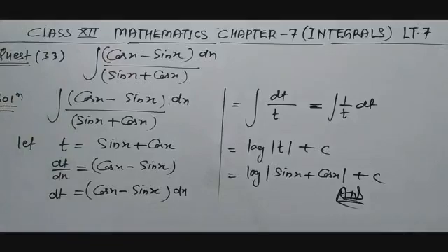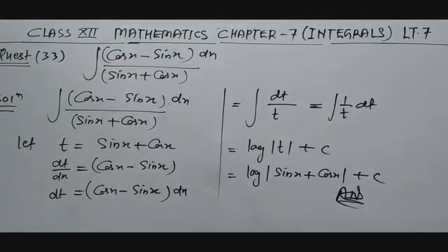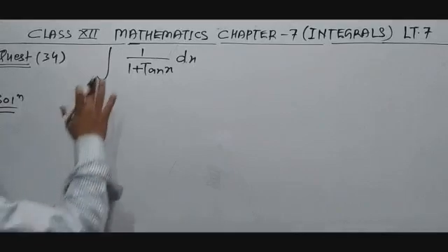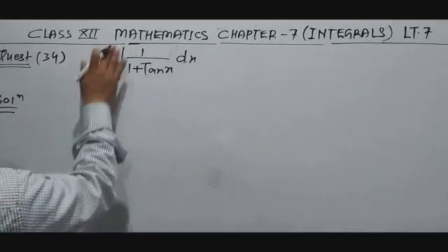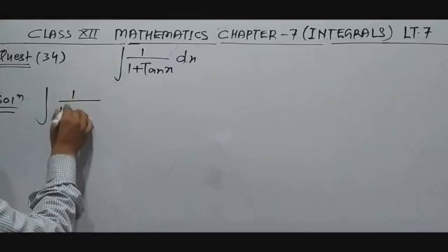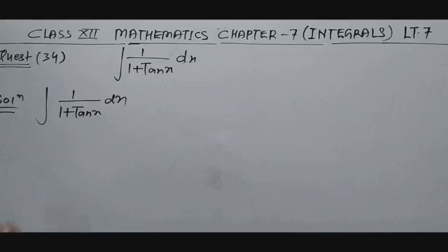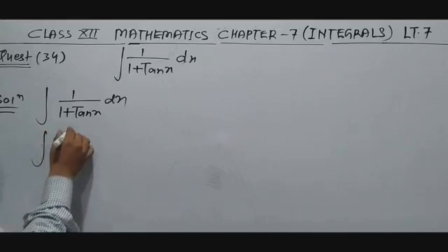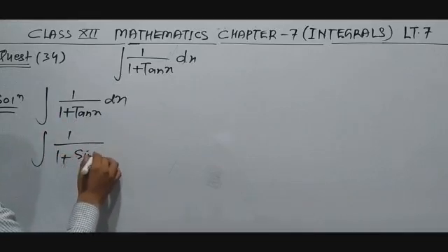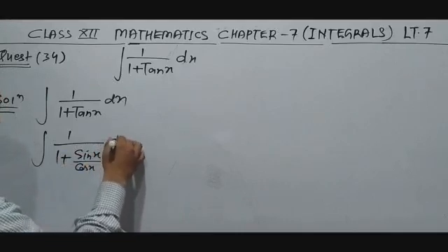Now come to question number 34. Question number 34 is integration of 1 upon (1 plus tan x). So first of all write the integral part which I have to integrate, 1 upon (1 plus tan x) dx, and in this question you will change tan in terms of sin and cos. So the result will be, same process is here, sin x upon cos x dx.